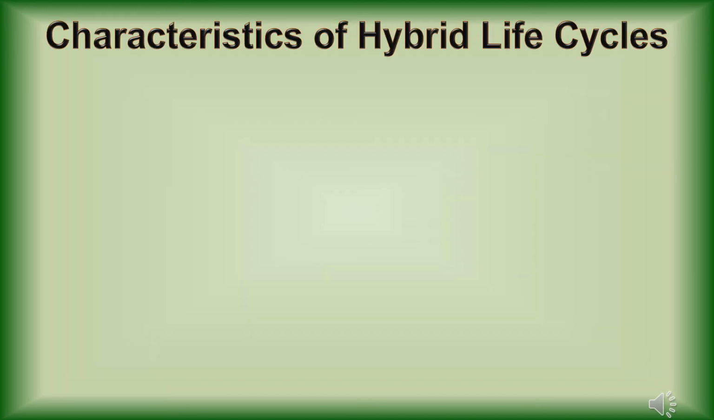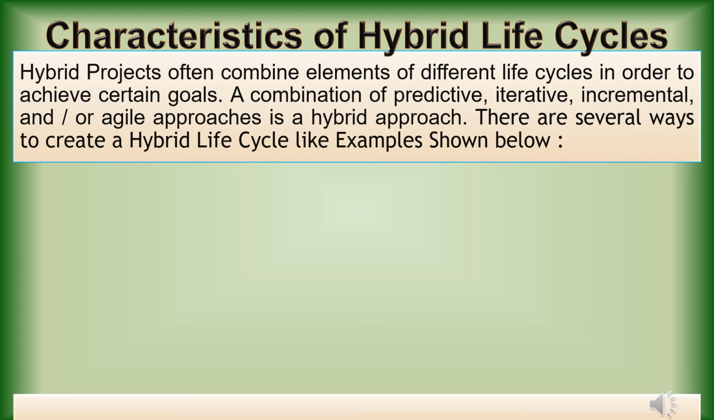Characteristics of hybrid life cycles. Hybrid projects often combine elements of different life cycles in order to achieve certain goals. A combination of predictive, iterative, incremental, and/or agile approaches is a hybrid approach. There are several ways to create a hybrid life cycle, like the examples shown below.